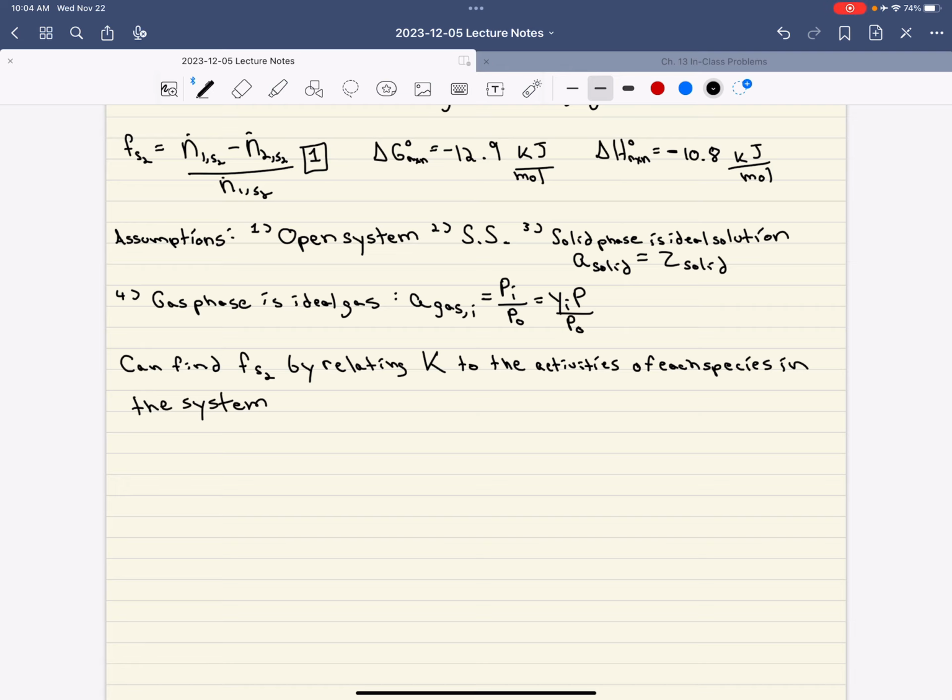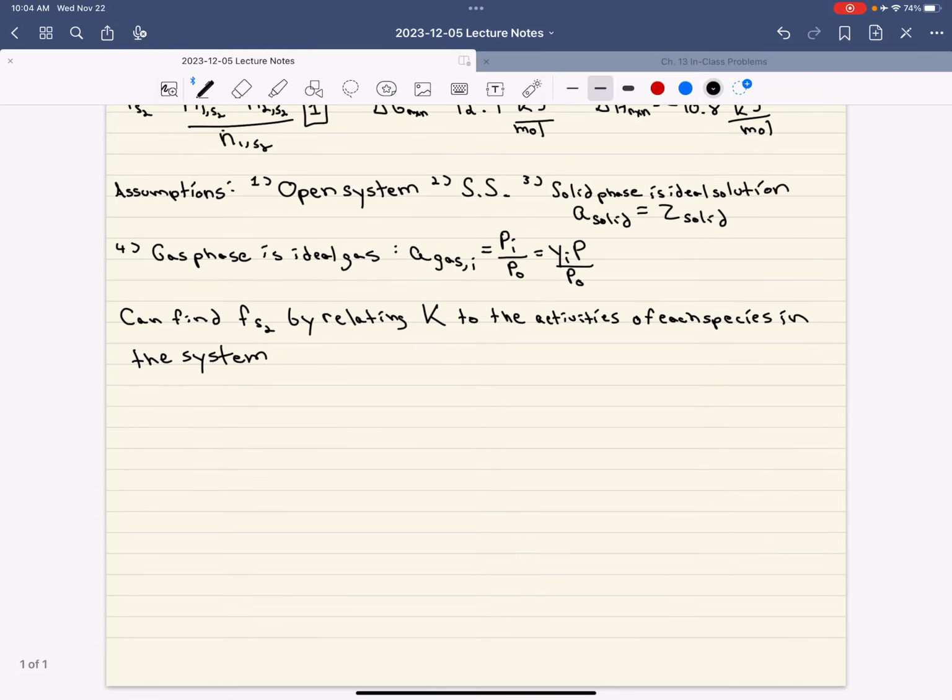Okay? All right, so what we want to do first is define the activities for the carbon, sulfur, and carbon disulfide. For the carbon, we'll say the activity when it's coming out of the reactor. Generally, we would describe it, for any sort of solid solution, as the activity coefficient for that species times the mole fraction of that species in the solid phase. But because we're assuming that the solid phase is an ideal solution, this activity coefficient is just going to be equal to 1, because it's ideal.